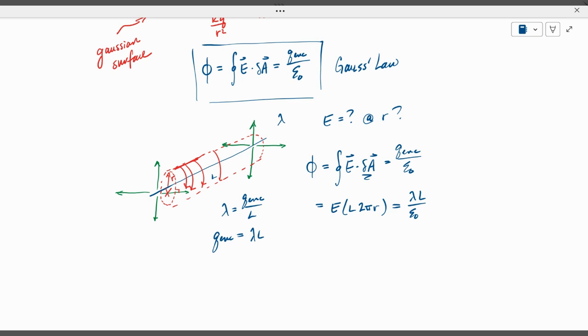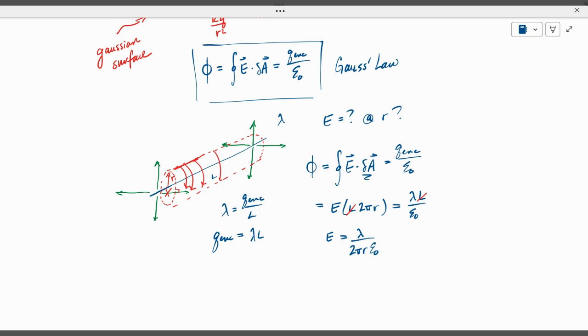Now I can start doing some rearranging. L's go bye-bye. And then E is equal to lambda over 2 pi r epsilon naught. So E equals lambda over 2 pi r epsilon naught. That's what that is equal to.